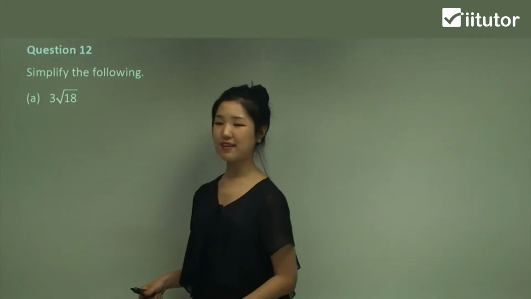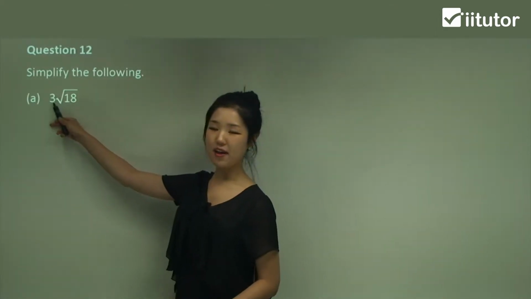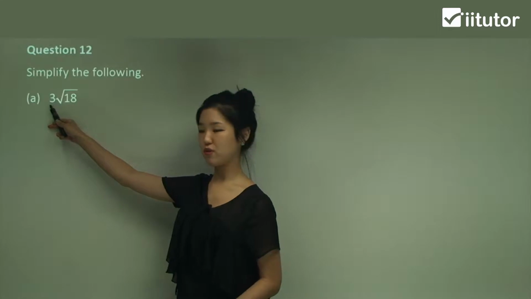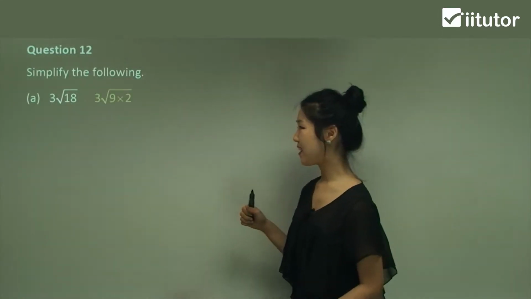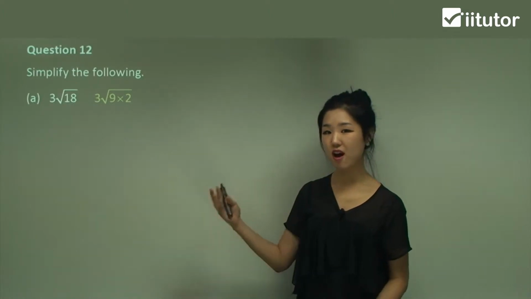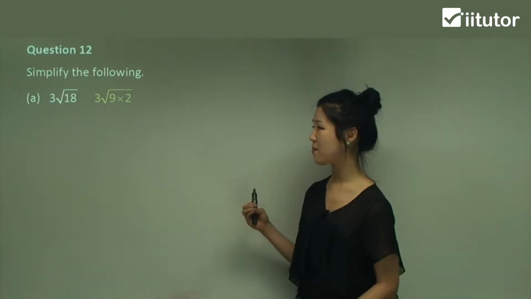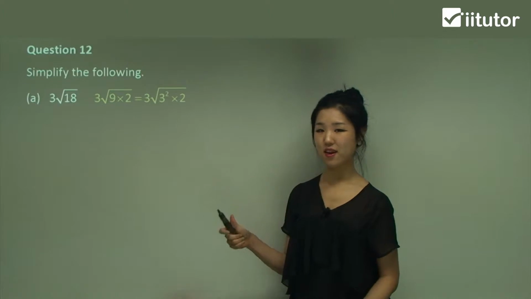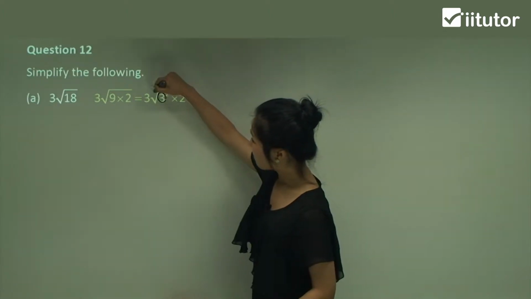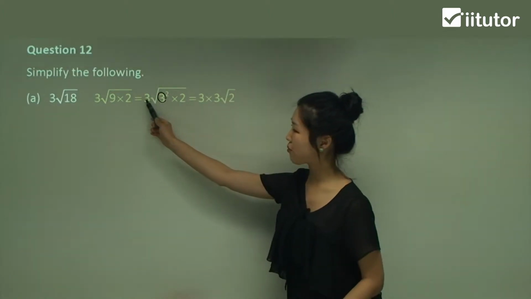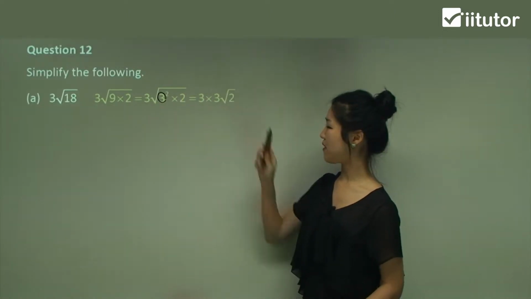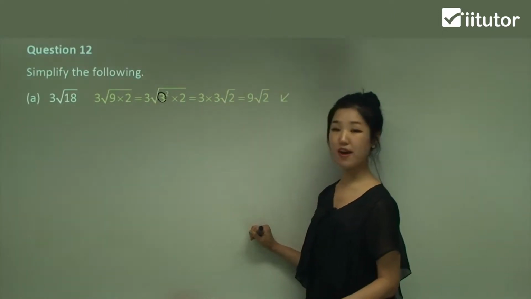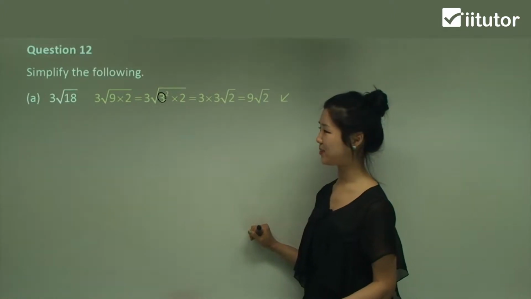Simplify 3 root 18. Again, the 3 is already outside the root, so we don't have to worry too much about it. Let's worry about the root 18. 18 is 9 times 2. 9 is a perfect square. It's a square number. 9 is 3 squared. So the 3 can pop out the front, so it becomes 3 times 3, and the 2 remains inside the root. Simplify this, guys. 3 times 3 is 9, so 9 root 2 is your answer.